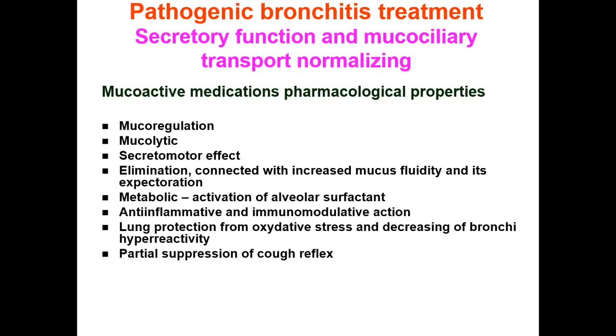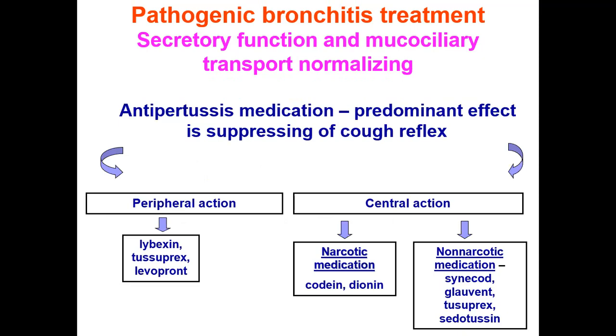Holiscol, and Bisolvan. Mucoactive medications, pharmacological properties: mucoregulation, mucolytic, mucosecretomotor effect, elimination connected with the increased mucus fluidity and its expectoration, metabolic activation of alveolar surfactant, anti-inflammatory and immunomodulative action, lung protection from oxidative stress and decreasing of bronchial hyperreactivity, partial suppression of the cough reflex.